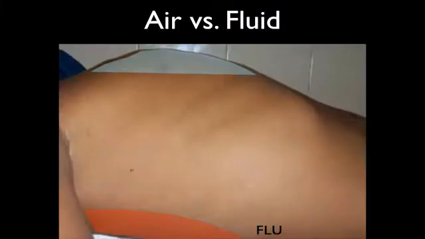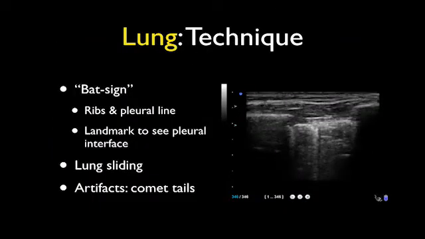Now, we already did the right upper quadrant. We looked above the diaphragm. Fluid is there. We're looking for fluid. Now, where you're actually looking for these things, it actually makes sense, right? So fluid will sink to the bottom and air will float to the top. So you're going to look for an effusion down here above the diaphragm when we did the Morrison's, and then you're going to look for air on top at the anterior chest. What you're looking for is rib shadow with a pleural line in between, and that's called the bat sign.